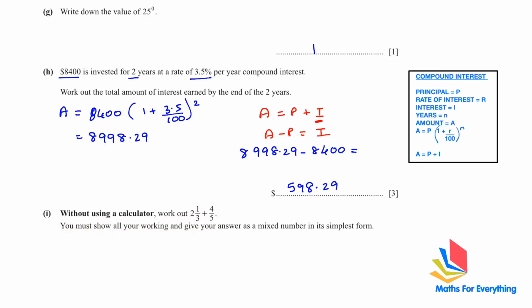So we have a fraction and we have to show all the working. This is really a very common question. You need to know your fractions very well. First, we have to change the mixed number into an improper fraction. 3 multiplied by 2 plus 1. That will give us 7 over 3 plus 4 over 5.